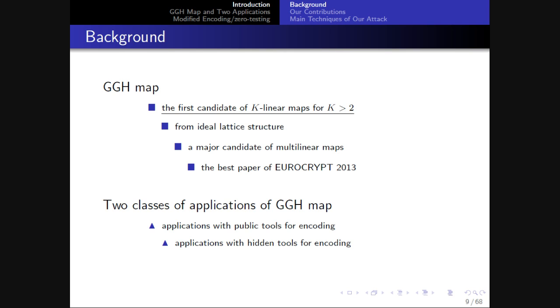GGHMAP is the first candidate of K-linear maps for K larger than 2. It is from ideal lattice structure. It is a major candidate of multilinear maps and the best paper of Eurocrypt 2013. Two classes of applications of GGHMAP are applications with public tools for encoding and applications with hidden tools for encoding.